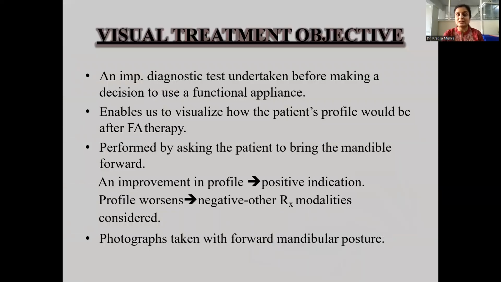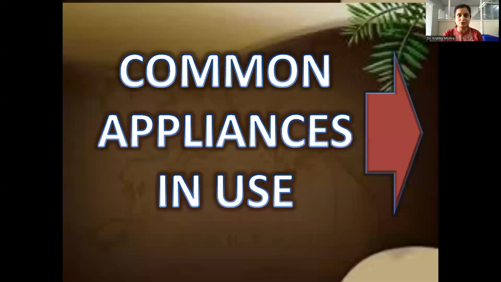Now, what is VTO? That is the visual treatment objective. It is an important diagnostic test undertaken before making a decision to use a functional appliance. It enables us to visualize how the patient's profile would be after functional appliance therapy. It is performed by asking the patient to bring the mandible forward. If there is an improvement in the profile, it shows a positive indication, and if the profile worsens, then it is a negative indication and other treatment modalities are considered. Photographs are taken with the forward mandibular posture.